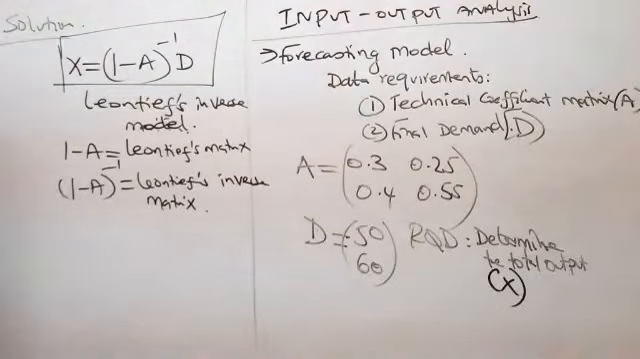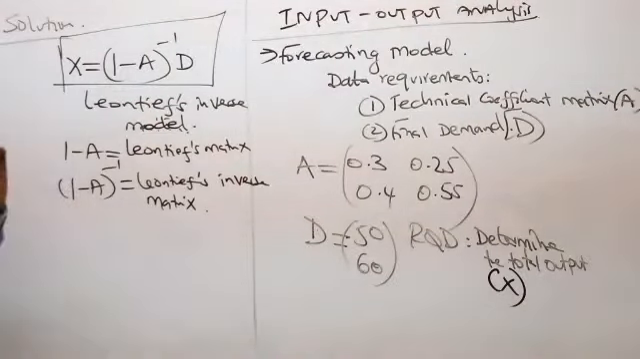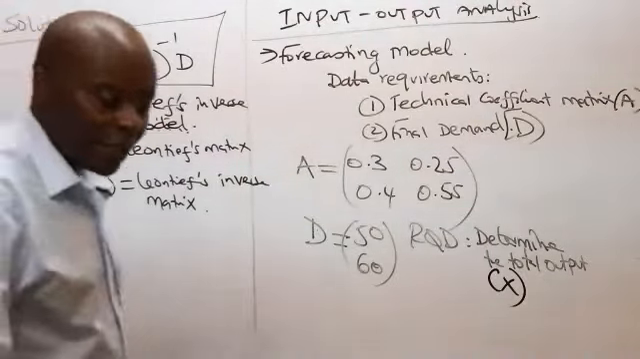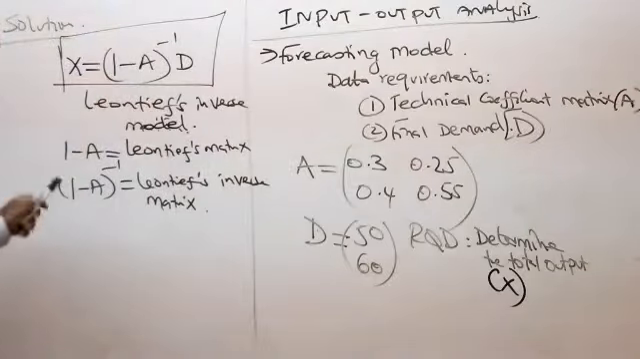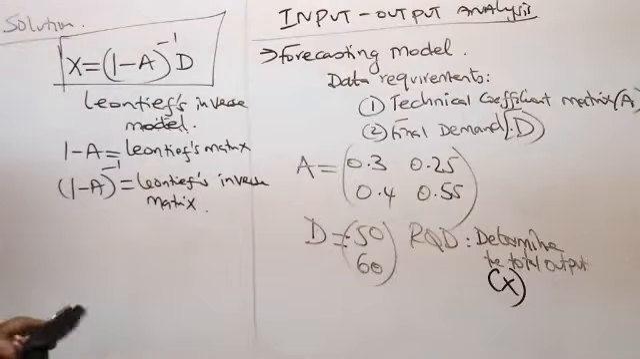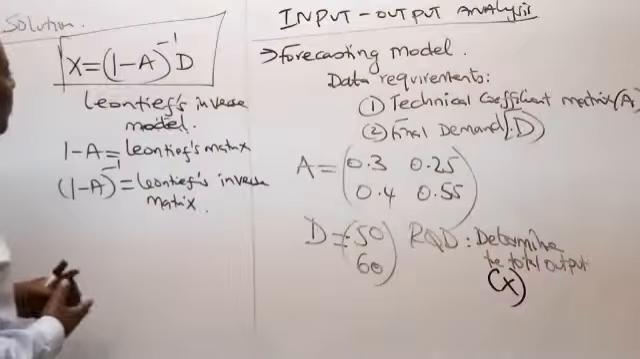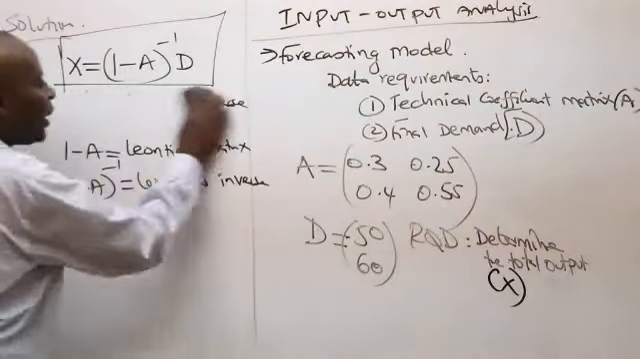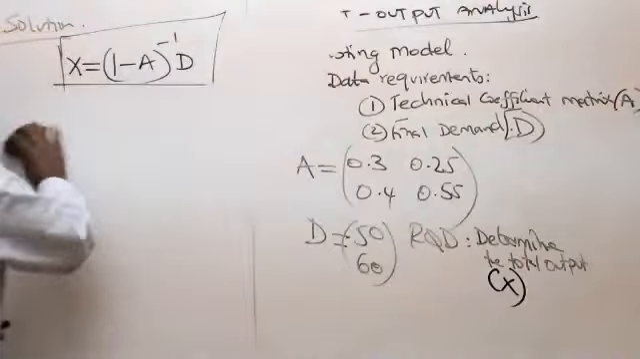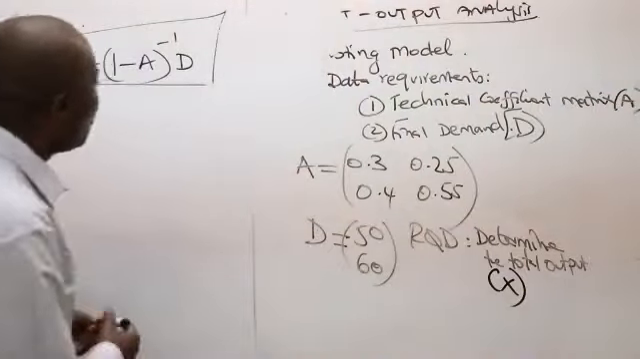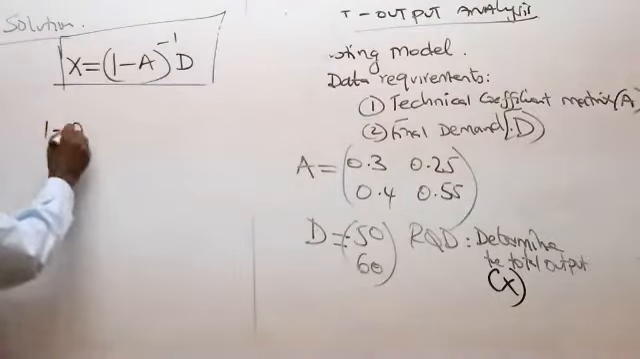Great. Ladies and gentlemen, listen to me very well. The first thing we want to do in this question, if you are following this model, is get the Leontief's matrix, because it is the Leontief's matrix that we want to inverse. So this is what I would want us to do: ascertain what we call I minus A.